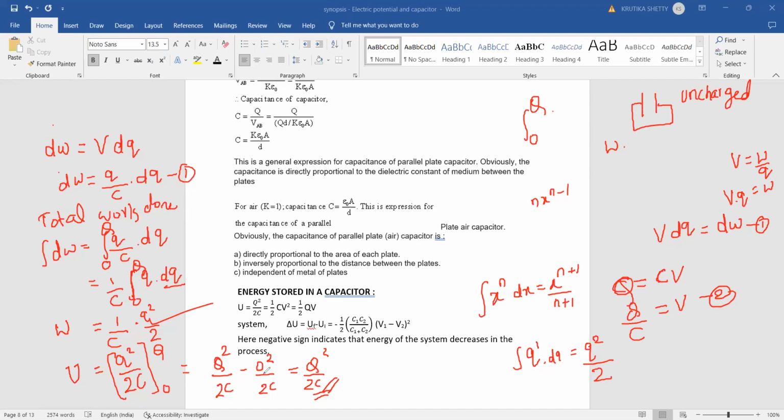Therefore after doing the substitution, it is q square by 2c minus 0 square by 2c. So 0 by anything is 0, therefore the final answer is q square upon 2c.